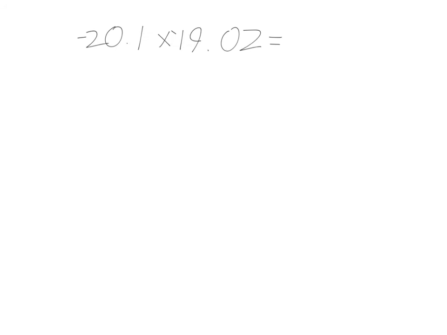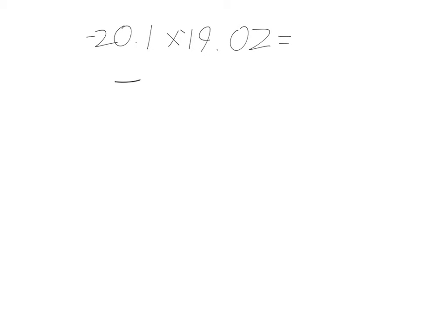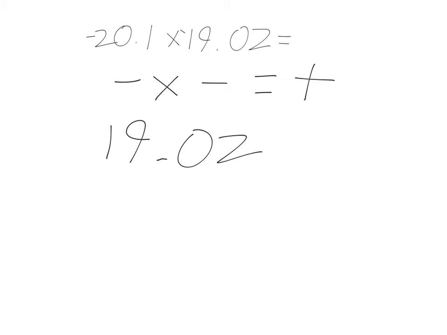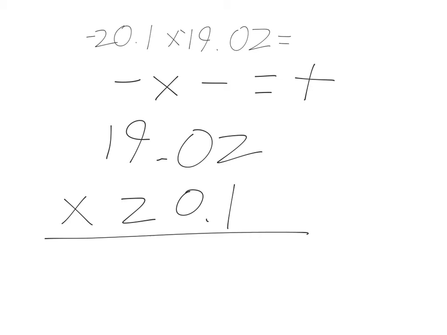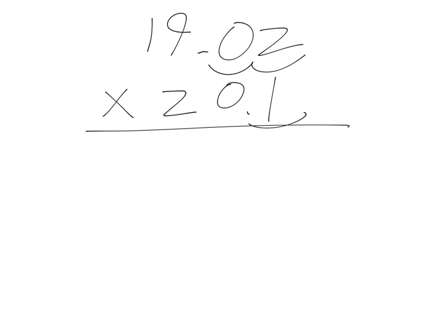Say I'm solving the problem negative 20 and 1/10 times negative 19 and 2/100. I'm multiplying. Use the rules for just regular multiplication of integers. Negative times negative equals positive. I know my answer will be positive. Then I multiply them as normal, 19 and 2/100 times 20 and 1/10. Knowing that I should probably be putting 3 decimal places in there, I can ignore the decimals from this point forward until I get to a product.